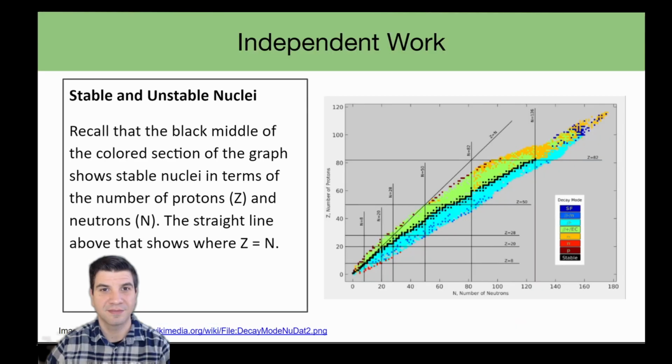Today we're going to be taking a look at a chart and determining which elements are stable and which aren't. So you probably remember this decay mode chart from a few lessons back. Using this chart, we can determine if an isotope is stable or unstable.